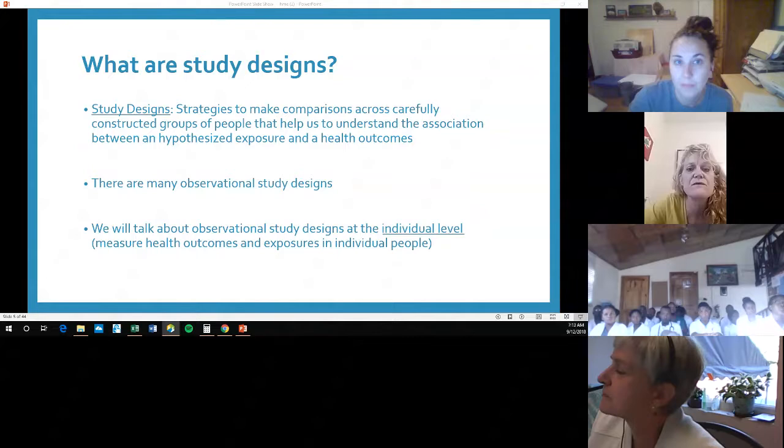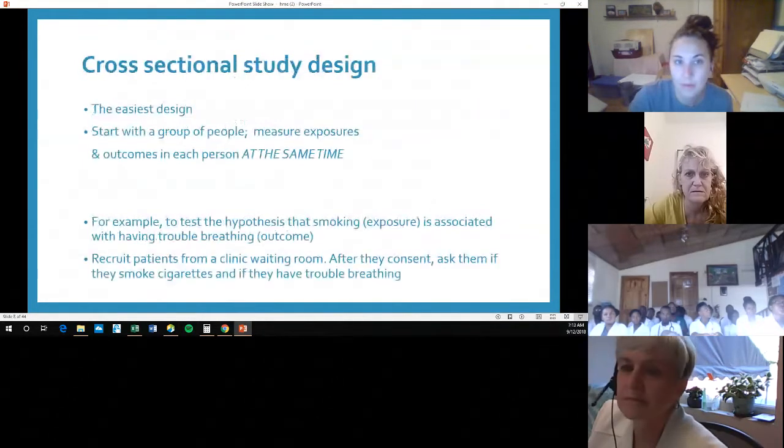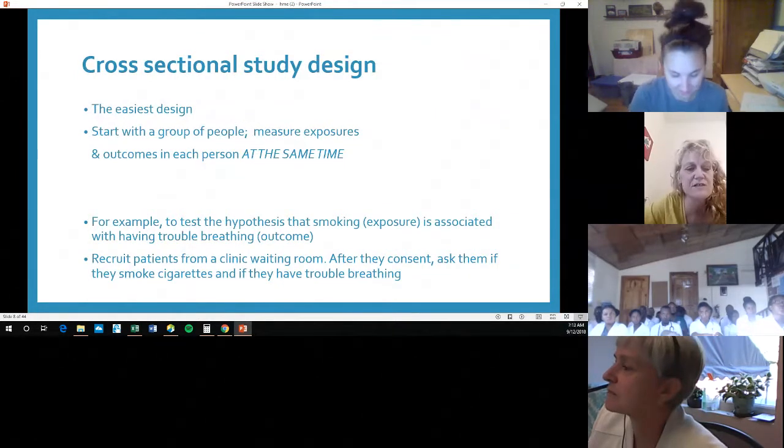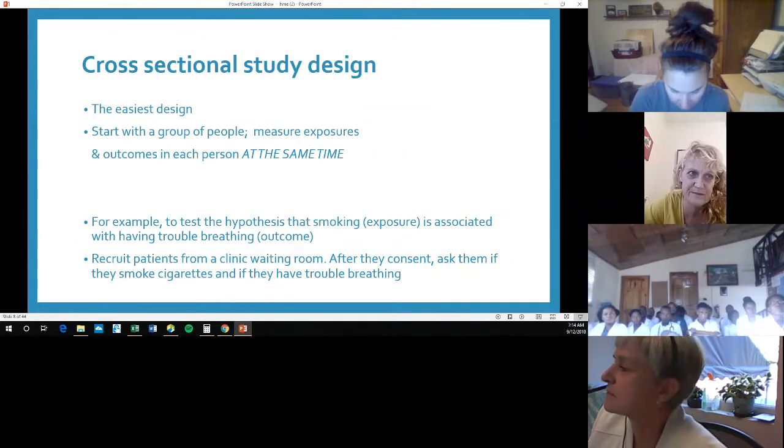Okay, you can move 2 slides. 3 slides. There you go, cross-sectional studies. So cross-sectional study design is the easiest study design to do.